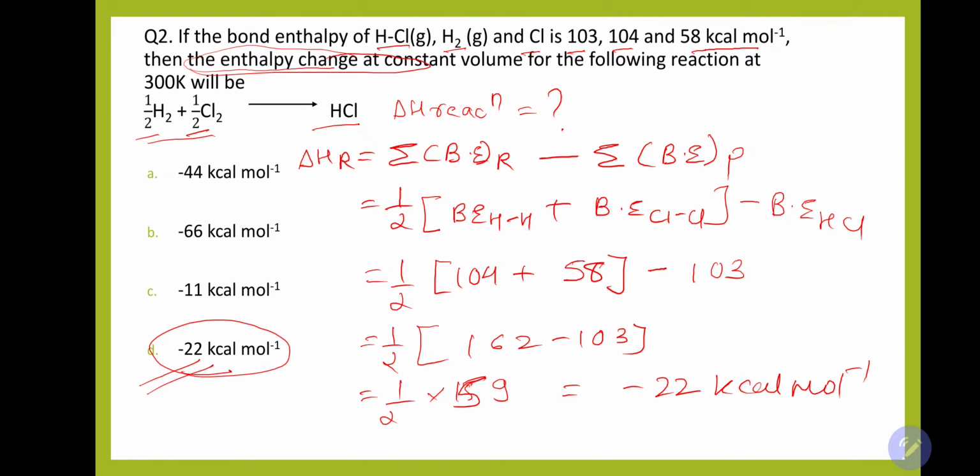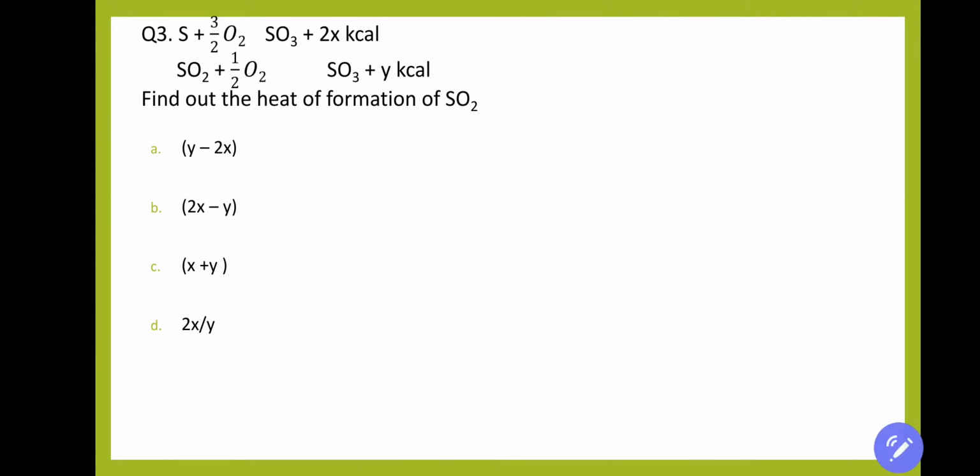Okay, next question is: sulfur plus 3/2 oxygen gives sulfur trioxide. Sulfur dioxide plus 1/2 O2 gives sulfur trioxide. Now over here both reactions are different and their enthalpies are given. Now let us see how to solve this. They have asked you to find the heat of formation of SO2. Now basically we have to see the heat of formation of SO2.